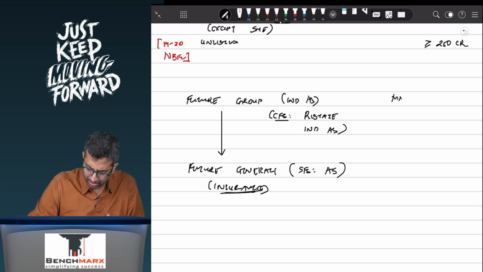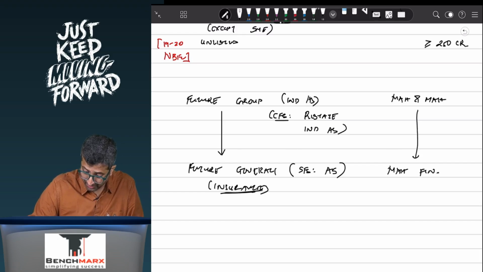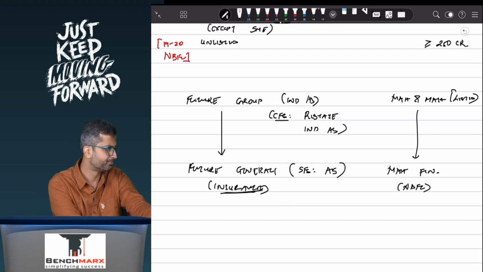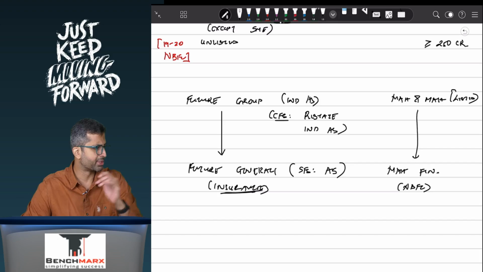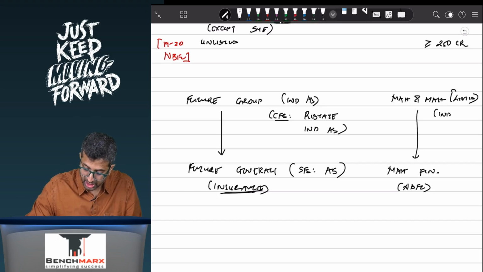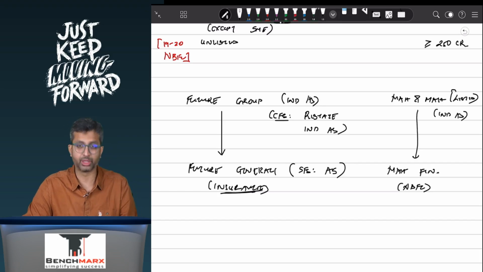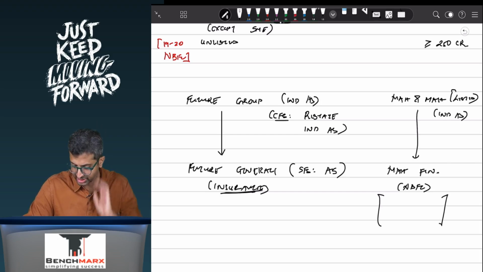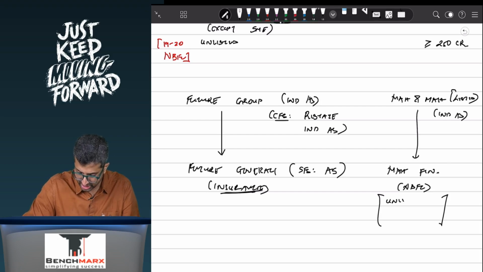Or there may be a company Mahindra and Mahindra Limited, M&M. It might have a subsidiary, Mahindra Finance. Now, Mahindra Finance, let us say, may be an NBFC. Now, Mahindra and Mahindra may be listed. Now, if Mahindra and Mahindra is listed, ideally, its subsidiaries should prepare accounts using Ind AS. But let us say, Mahindra Finance is an NBFC, and it is an NBFC which is unlisted, and let us say which has a net worth of 100 crores.